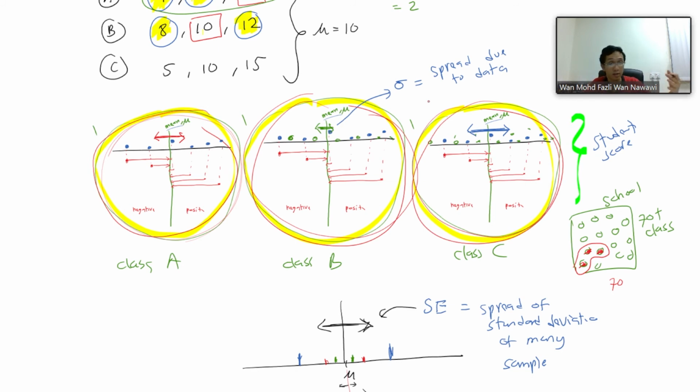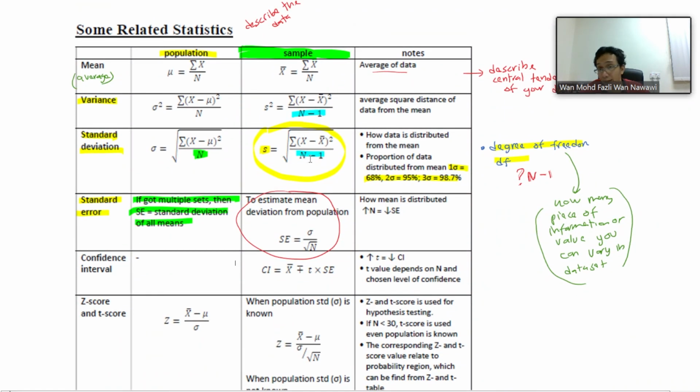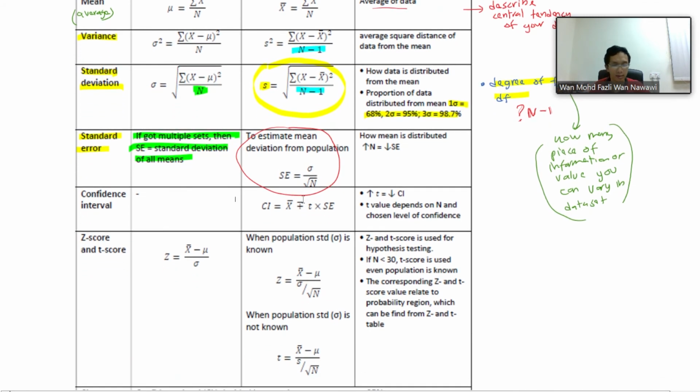But if you want to project your data to the whole, the big picture, then you need to use a different formula. The different formula, as you see before, is basically n minus 1, and here you can see they are dividing. So you can see standard error. Standard error is basically the standard deviation divided by the square root of n. The n is the sample size.